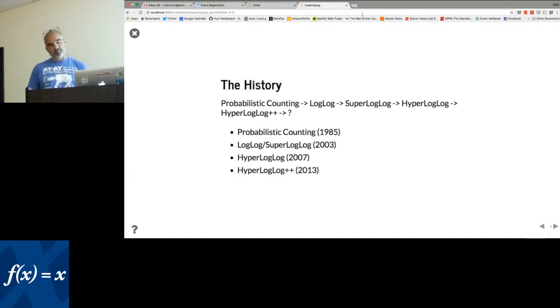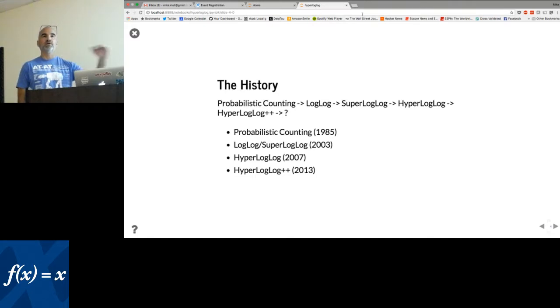So there's kind of a lineage of this algorithm. The first ideas go back to a paper by Flajolet and Martin in 1985 that was mostly along the lines of helping with databases, and that method was called probabilistic counting.